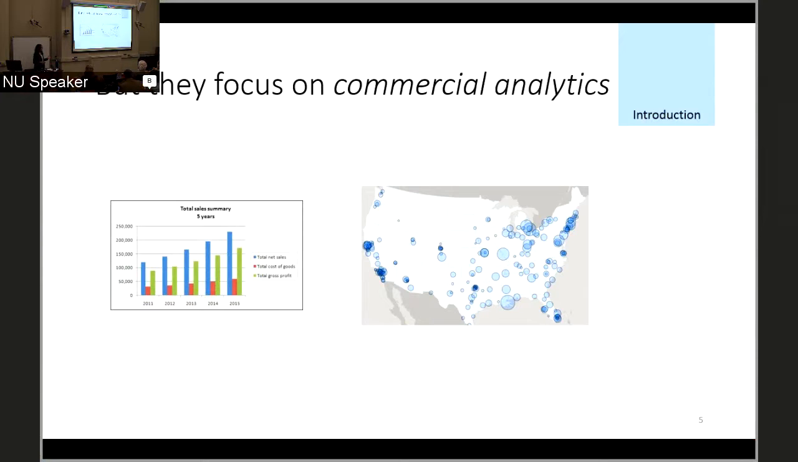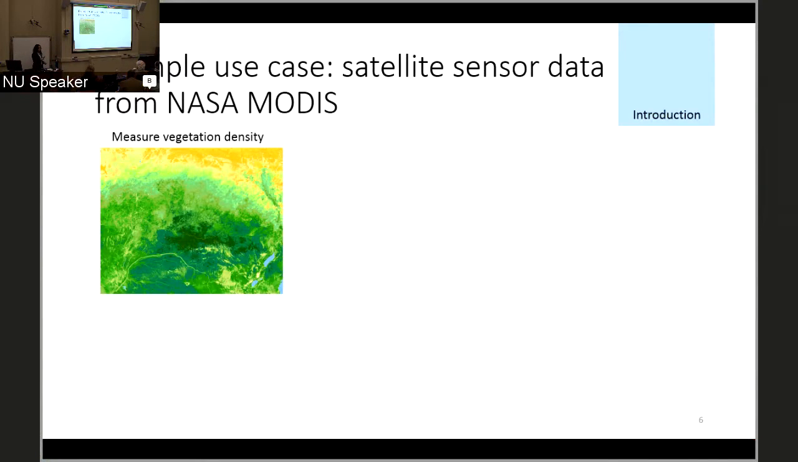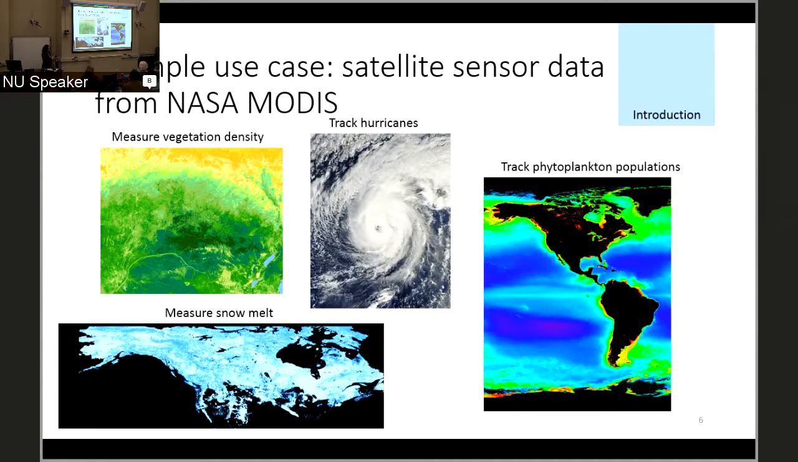In contrast, scientists need more flexibility when creating their visualizations. Specifically, they need to be able to do those complex analyses before actually rendering the data, oftentimes in the form of a database query. So let's consider a use case with satellite sensor data collected from the NASA MODIS, or the Moderate Resolution Imaging Spectroradiometer. Basically, a satellite instrument aboard two of NASA's satellites, which collects a lot of light measurements across many different wavelengths, 36 to be exact. And using this raw data, you can track vegetation, hurricanes, phytoplankton populations in the oceans, and snowmelts over time, or snow cover.